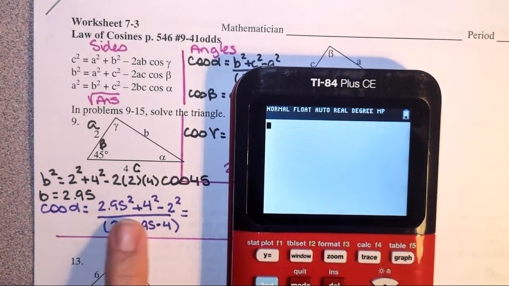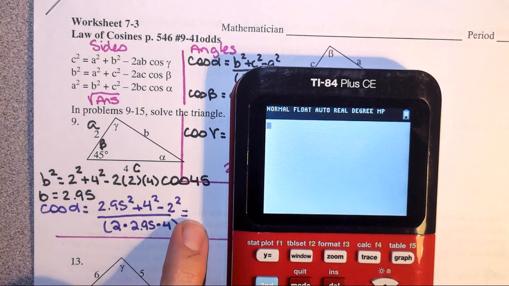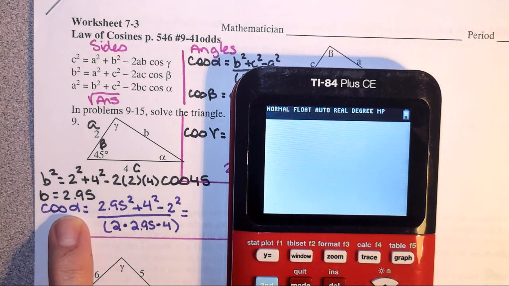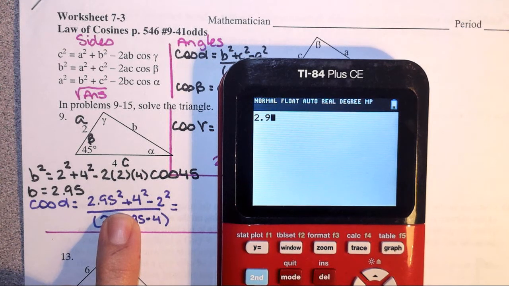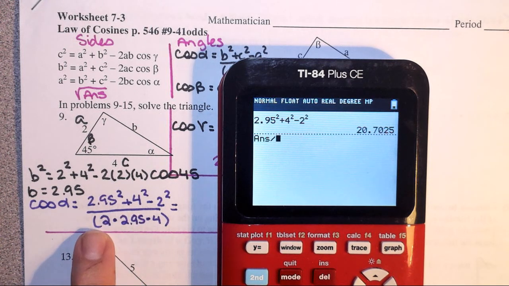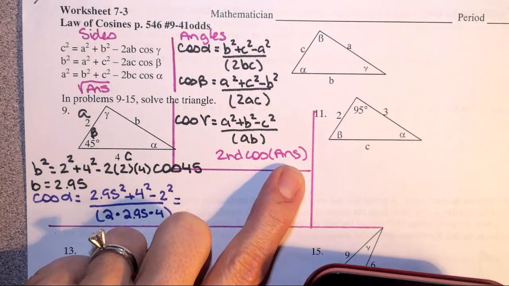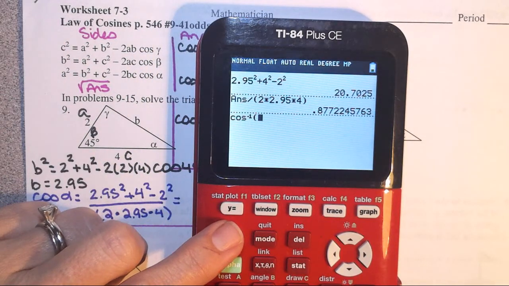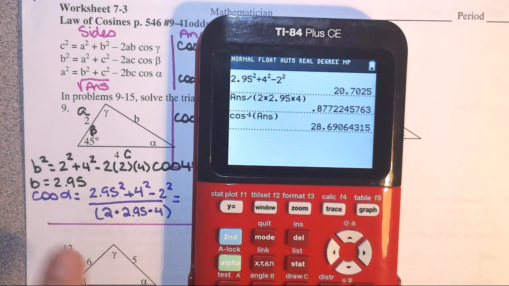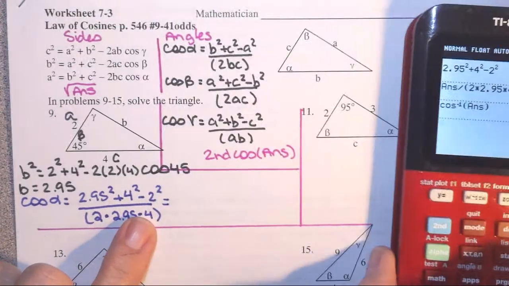Okay, so the hardest part about this problem is just learning how to type it in your calculator. So when we type this in, I do this in 2 steps. I do the top, I hit enter, then I divide it by the bottom, I hit enter, and then I get my angle. So I'm going to do the top first, 2.95 squared plus 4 squared minus 2 squared, and I hit enter. Then I put divided by, you have to put the parentheses or you'll get this answer wrong. 2 times 2.95 times 4 close parentheses. Now remember, I'm not finished until I second cosine my answer when I'm looking for an angle. So second cosine, second answer. So my angle for alpha is 28.69 degrees.